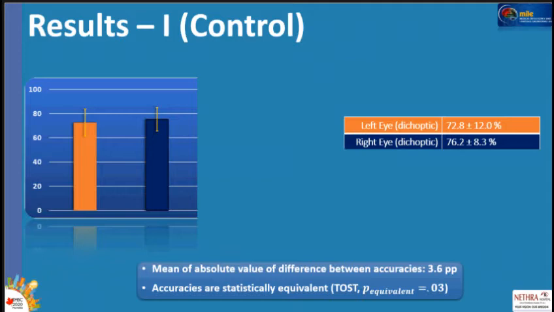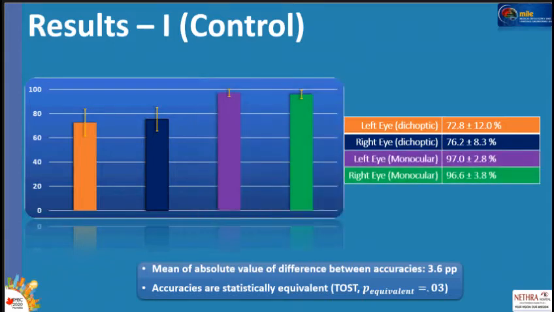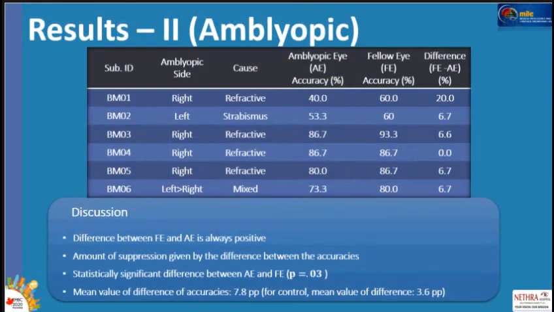One may argue that the accuracies do not reflect suppression but only the cognitive load of the task. To verify this, the control subjects also underwent a monocular task in which the cartoon characters were monocularly presented. The mean accuracy is higher by 20% in this case, clearly indicating that the reduction in accuracy during dichoptic presentation is due to interocular suppression.